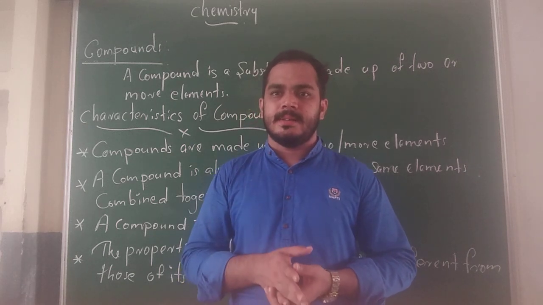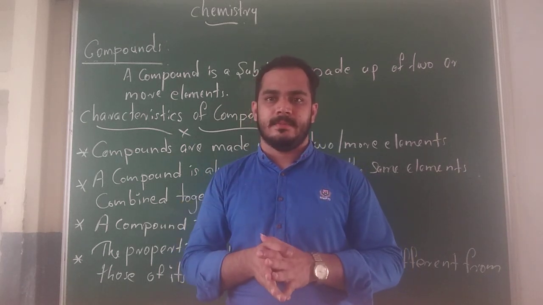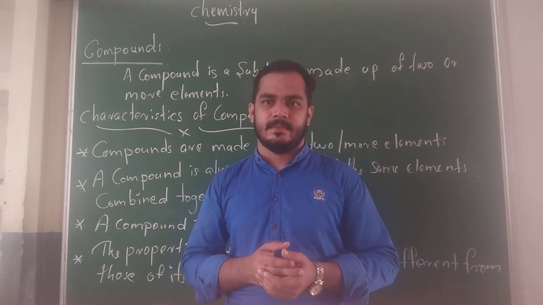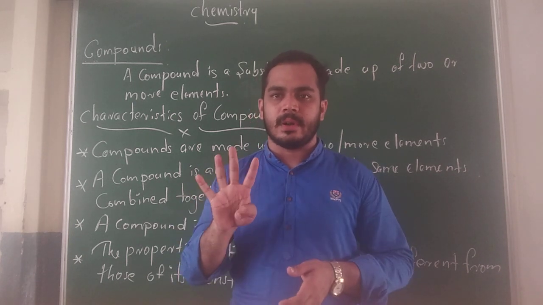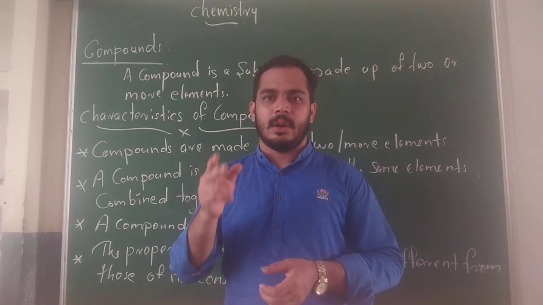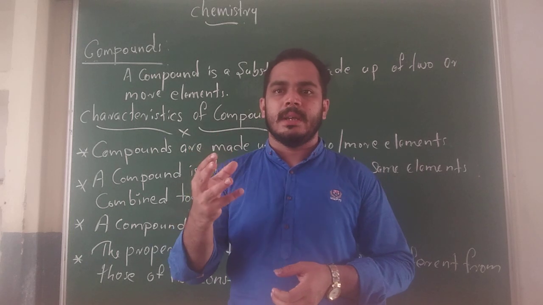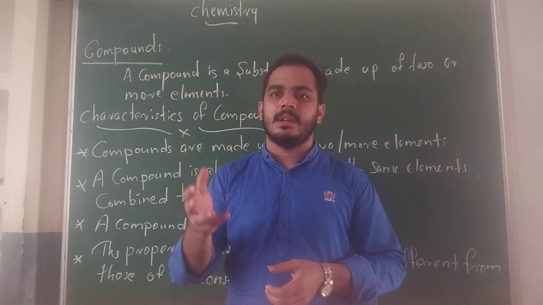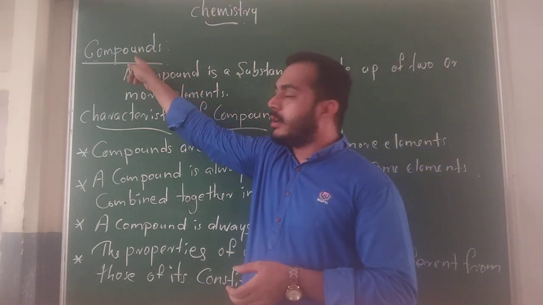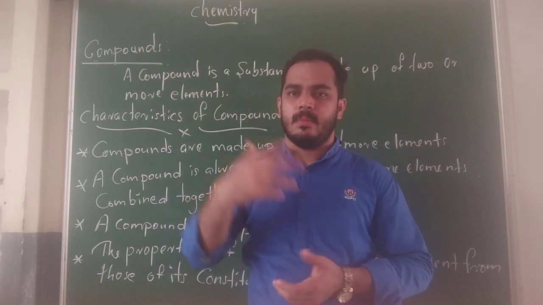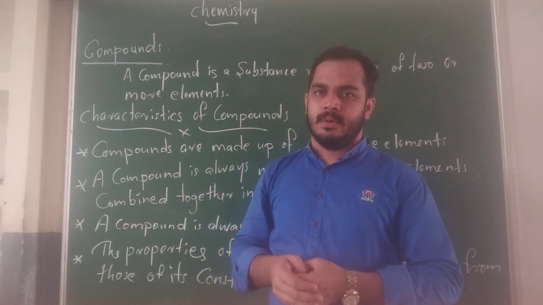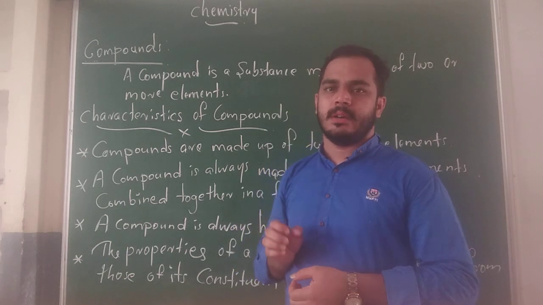In my previous class, I explained to you the elements. How many elements? There are 118 elements. These elements are classified into 4 categories. What? First one, metal, non-metal, metalloid, and noble gases, or one more name, inert gases. So next topic, compound. What is the compound? How to prepare it? What is the character of compound? So let's see. I will explain this topic, compound.